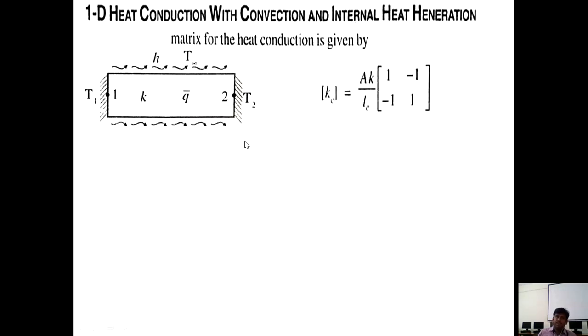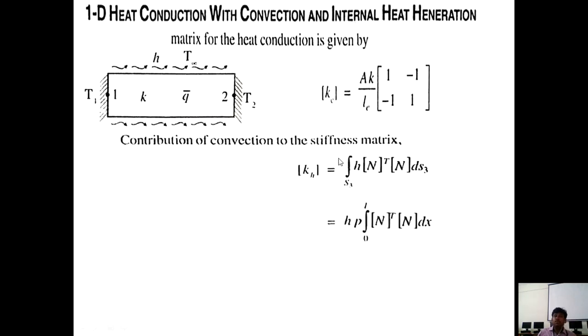It's very simple. Here conductivity K is given, so conduction is taking place. So what is the element stiffness matrix? K equals to AK by LE into [1, -1; -1, 1]. So conduction is completed. But next he has given convection at both the ends. So what is the K formula? Integral over the entire surface where it is taking place, H into N transpose into N, over the surface.